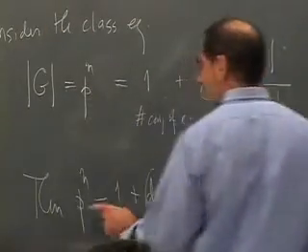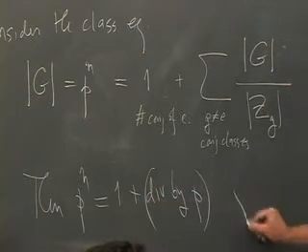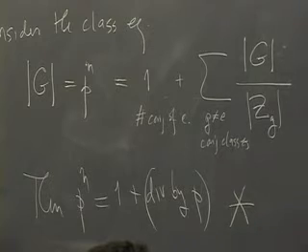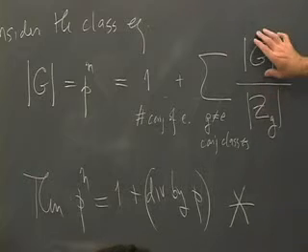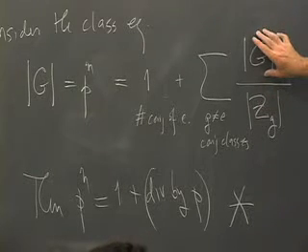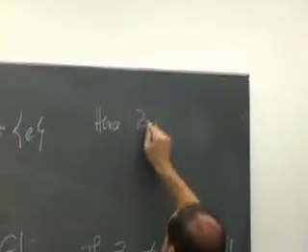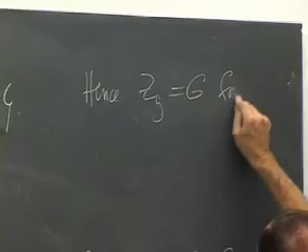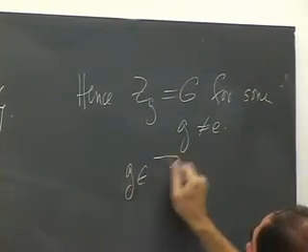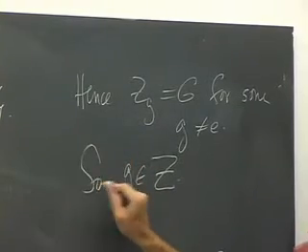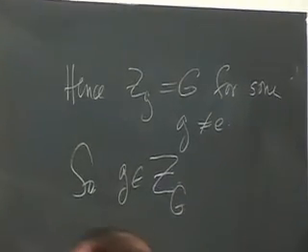And that's ridiculous. This is divisible by p, this is divisible by p, this is remainder 1 when divided by p. So that's a contradiction. Consequently, one of these terms at least has to have the order of the centralizer equal to the order of G. And such an element is in the center. Hence, Zg is equal to G for some g not equal to the identity, and g is therefore in the center. So the center of a group of prime power order is non-trivial.